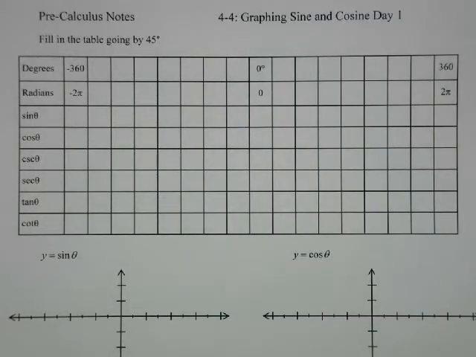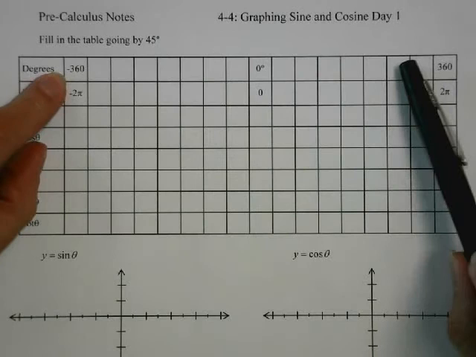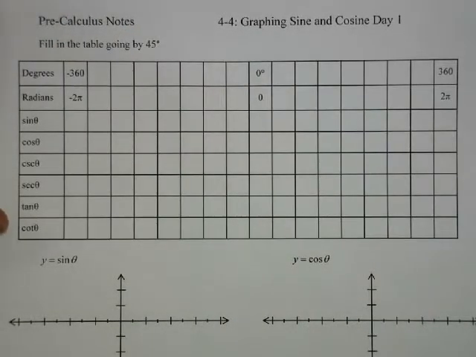Today we're going to be graphing the sine and cosine functions, and we're going to look at all 6 trig functions, and then we're going to focus specifically on sine and cosine. So the first thing we're going to do is fill in the degrees and radians going from negative 360 to positive 360, and we're going to go by 45s.